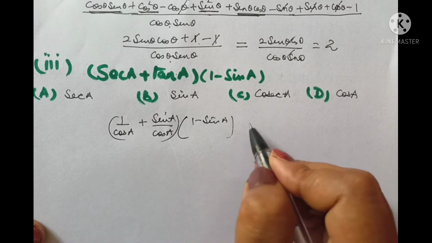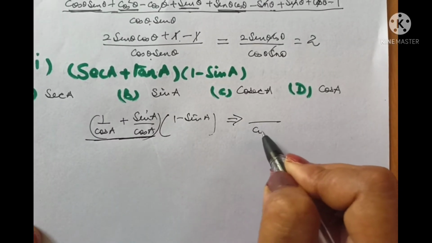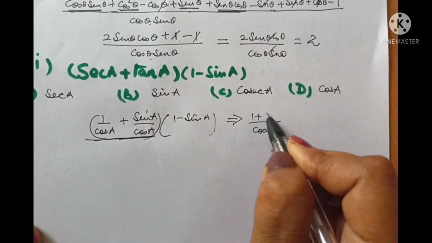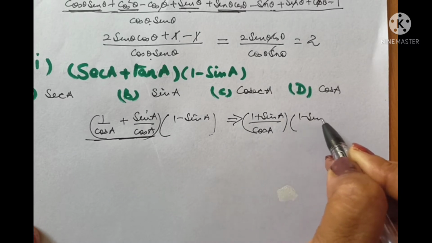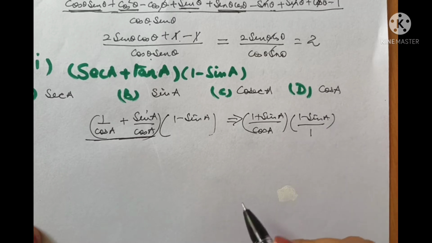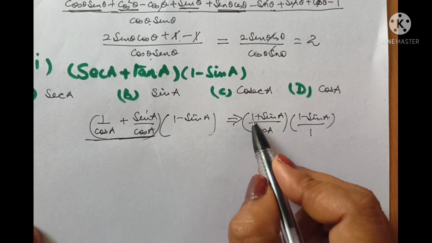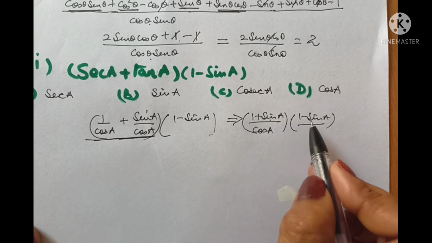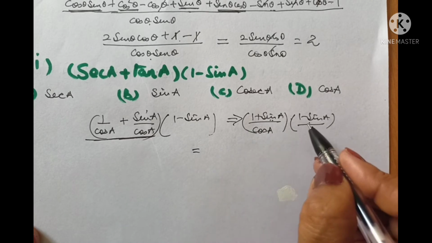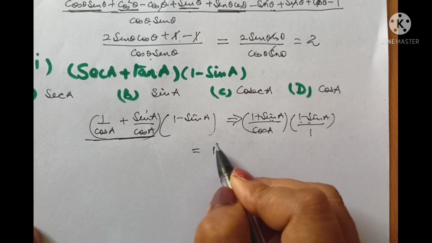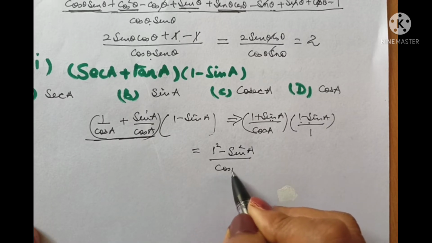No change. This gives me, see here I can take the LCM. So cos A is the LCM and in the numerator I simply add, I get 1 plus sin A. And second term is 1 minus sin A. I can also write it as over 1. So if I multiply numerator with numerator, what do I get? 1 plus sin A into 1 minus sin A. What's that? I get A plus B into A minus B. So this is A square minus B square divided by cos A.